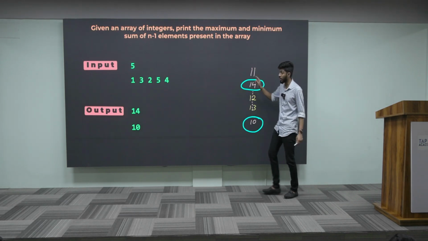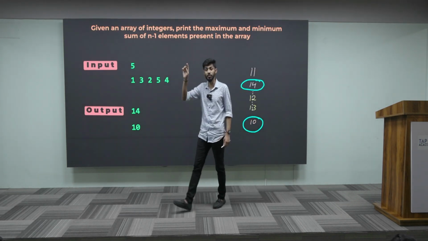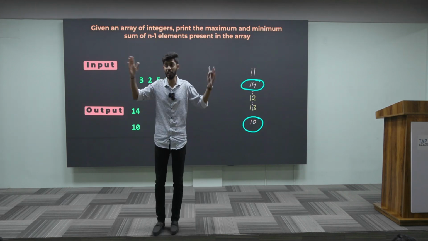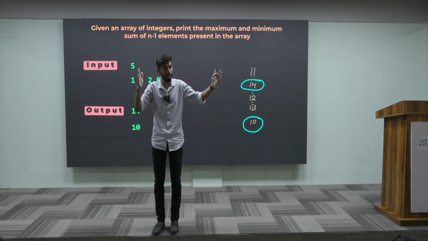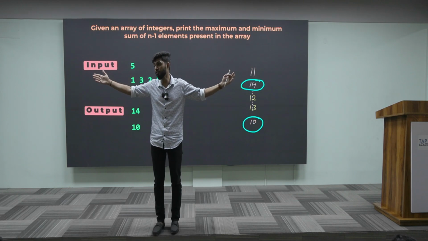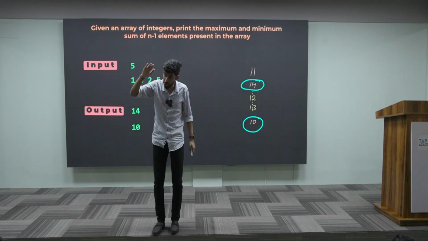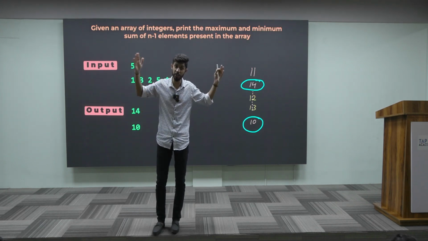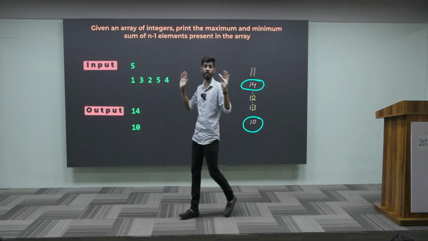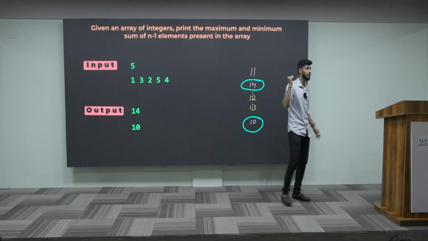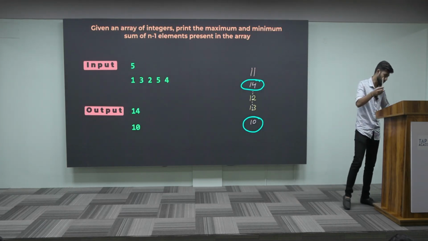So in case there are 5 numbers, you will find the sum of 4 numbers. If there are 10 numbers, you will find the sum of 9 numbers. If there are 100 numbers, you will find the sum of 99 numbers. So the number of combinations also will increase as the numbers increase. You should take care of that as well. Is the question clear to everyone? Please write the code.